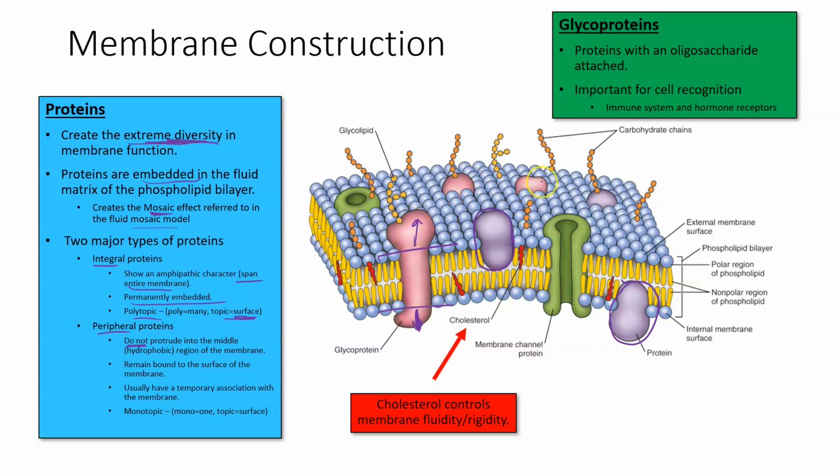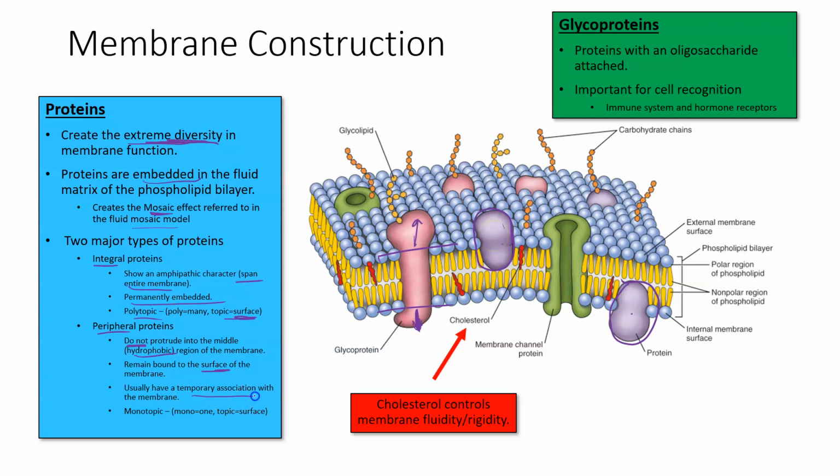This one is, this one is, this one is. These that are not multi-surface or interacting with multiple surfaces, these are your peripheral proteins. And because they are structured on the periphery of the membrane, they do not protrude into the middle hydrophobic region. They remain bound to the surface of the membrane, and again, that can be the exterior surface or the interior surface. Notice this is an interior surface protein. This is an exterior surface protein.